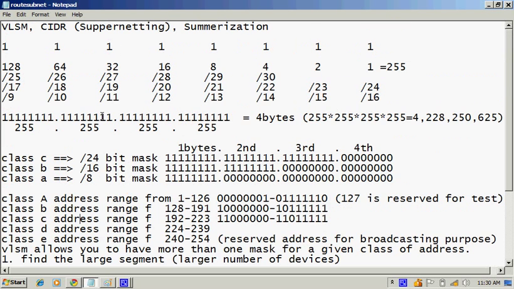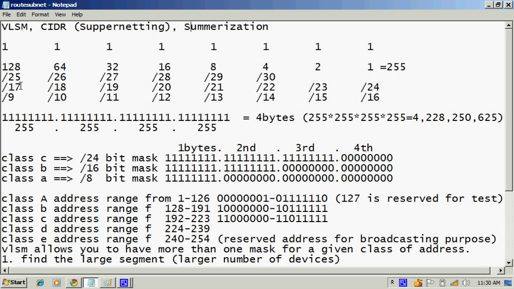Let's see, we all understand subnetting. Now I'm going to talk about VLSM, variable length subnet mask, and classless interdomain routing. Sometimes it refers to supernetting and summarization.